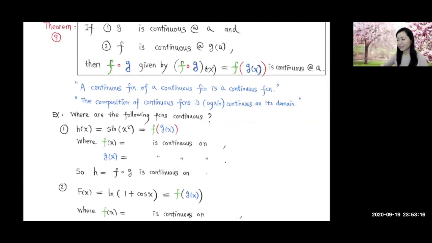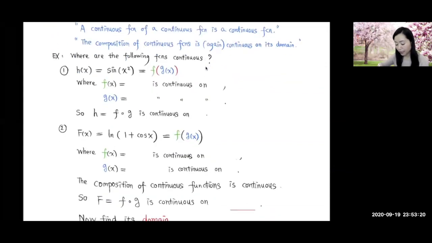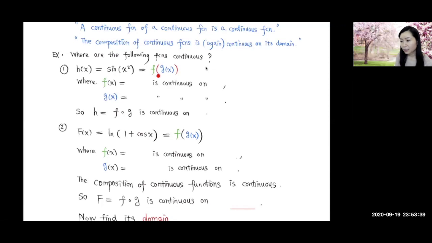Okay, so let's look at this example. Where are the following functions continuous? I use this notation for functions. This function over here, let's rewrite that as the composition of two functions. The outer function is going to be the sine function, sine x. The inner function is the x squared function. The outer function is continuous on its domain, which is all real numbers. The inner function is a polynomial function, so it is continuous on all real numbers.